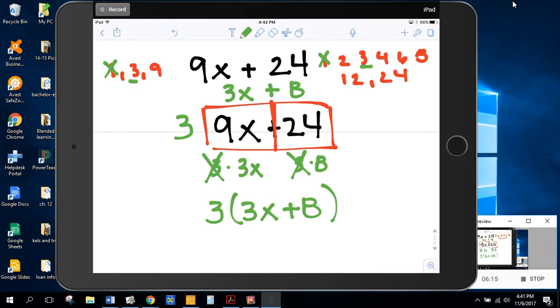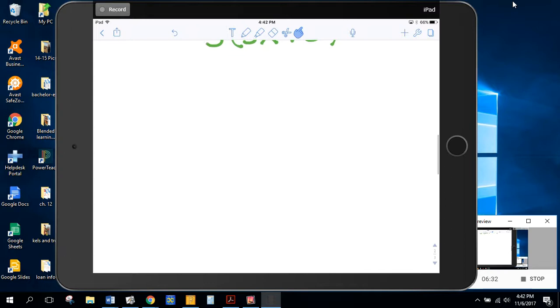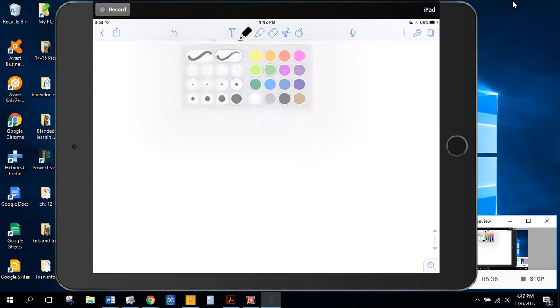All right, if this has made sense to you and you like the box method, please stop the video and go work on your independent practice. Make sure you are checking your answers as you go. If the box method does not seem to be working for you, keep watching for an additional example of another way to solve it.